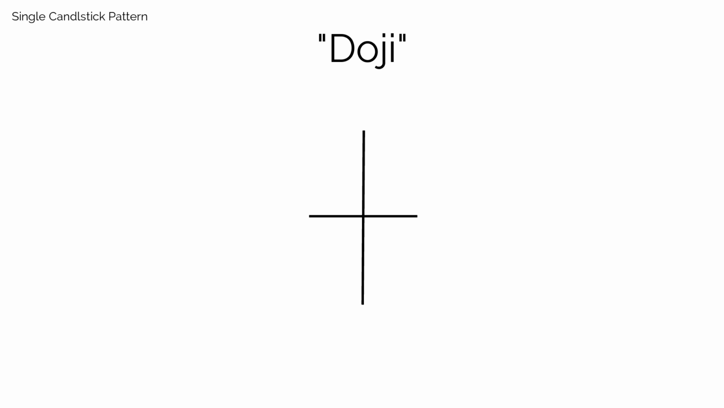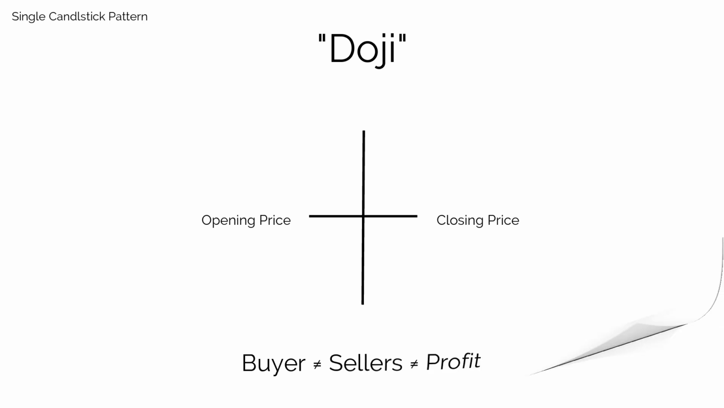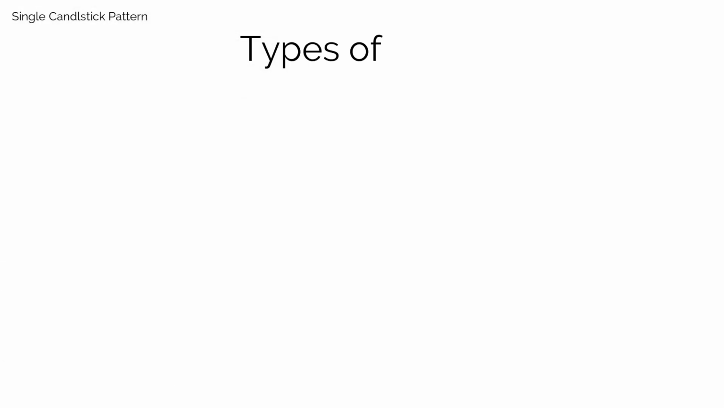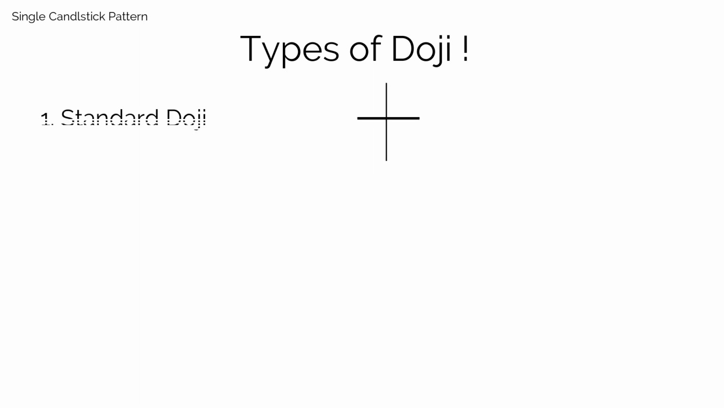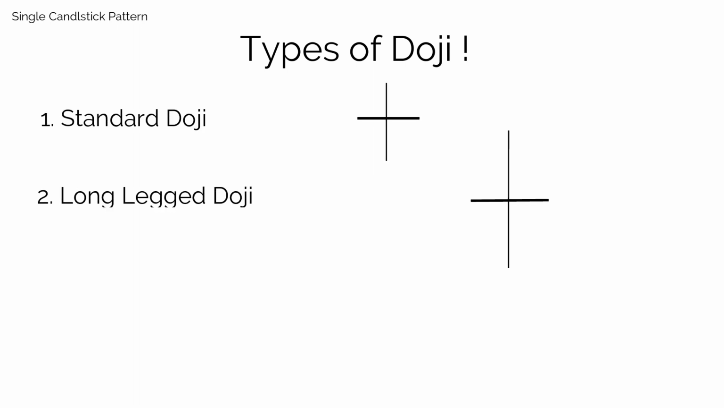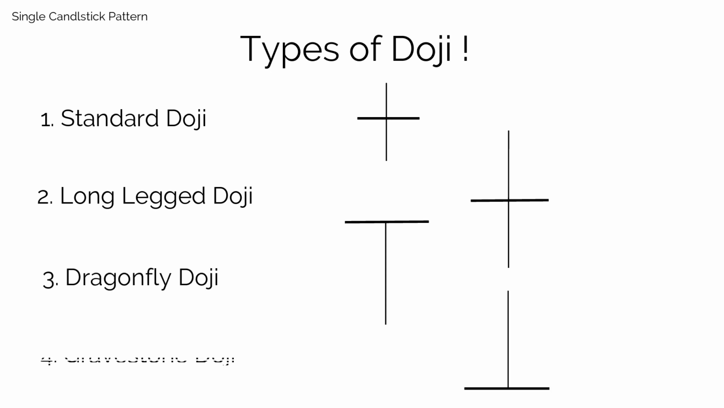Doji. Doji is formed when the opening and closing prices are the same, where neither buyers nor sellers are making a profit. There are a few types of dojis: standard doji, long-legged doji, dragonfly doji, and gravestone doji.